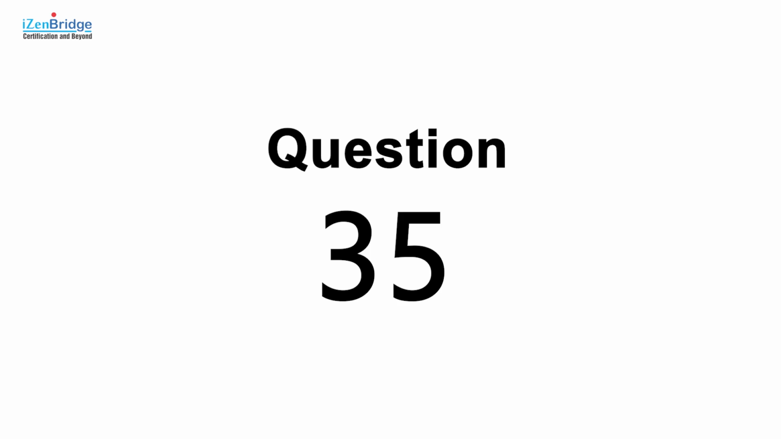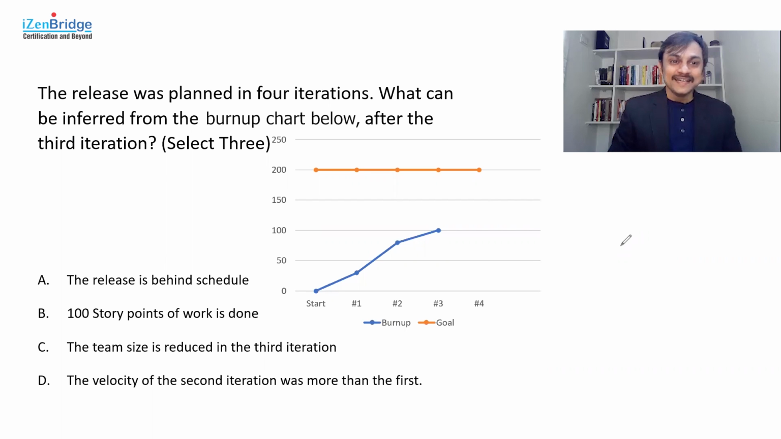Question 35. The release was planned in 4 iterations. What can be inferred from the burn-up chart below after the third iteration? Okay. The release is behind schedule. 100 story points of work is done.